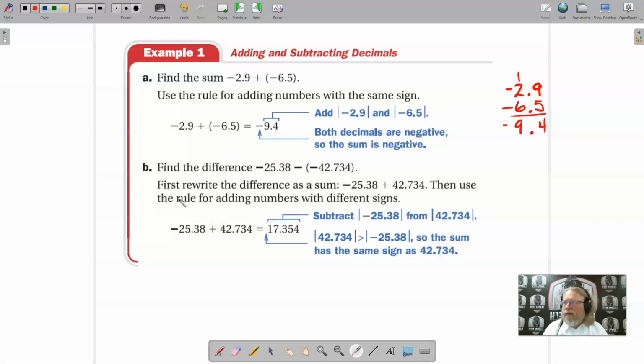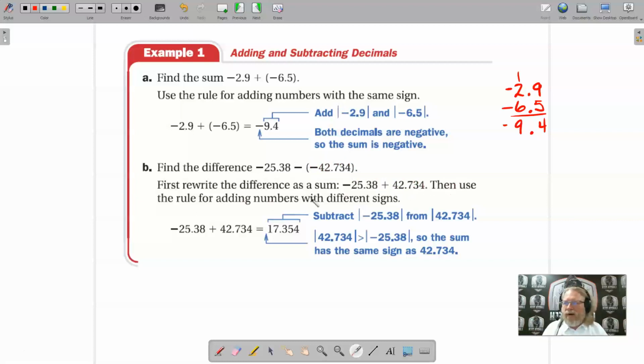42.734. Well, first rewrite the difference as a sum. So we're going to keep this negative 25.38. We're going to keep that. We're going to change the sign from subtraction to addition. And then we're going to take the opposite of the value that follows. Well, the value that follows is negative 42.734. So we're going to use a positive 42.734.